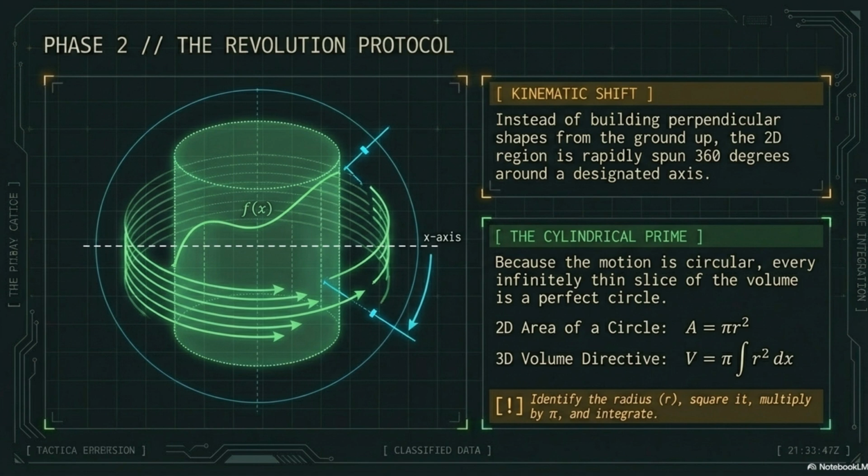Phase 2 initiates the revolution protocol. We execute a kinematic shift. Instead of building perpendicular shapes from the ground up, the 2D region is rapidly spun 360 degrees around a designated axis. Because the motion is circular, every infinitely thin slice of the volume is a perfect circle, making the 2D area of a circle your primary driver. Identify the radius, square it, multiply by pi, and integrate.